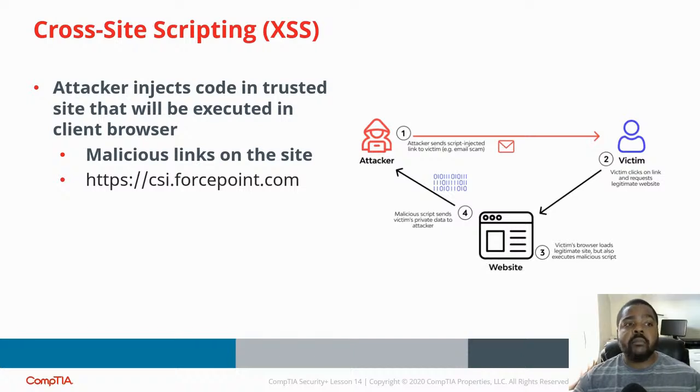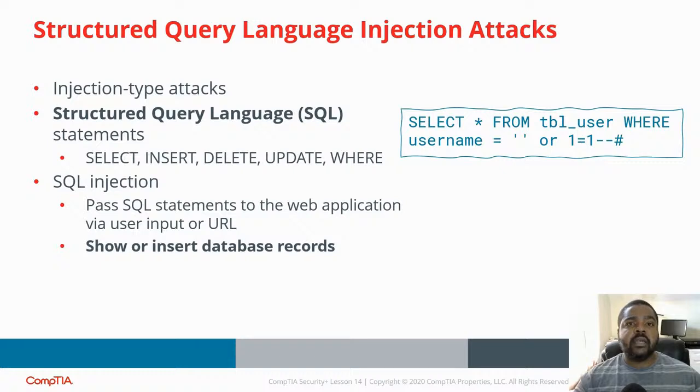As security professionals, I put here on the second bullet, you can see csi.forcepoint.com. We can go there and plug in the website that we are wary of, or just check to see if there are any type of malicious links on there, and then we can warn our clients or whoever, hey, we might want to avoid that website until the owner fixes those issues on their site.